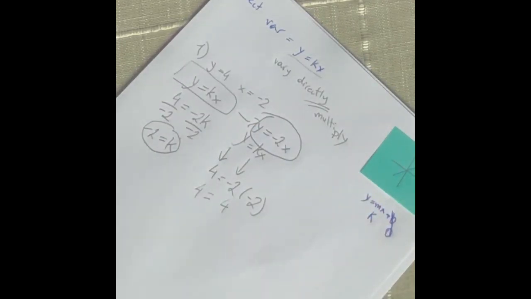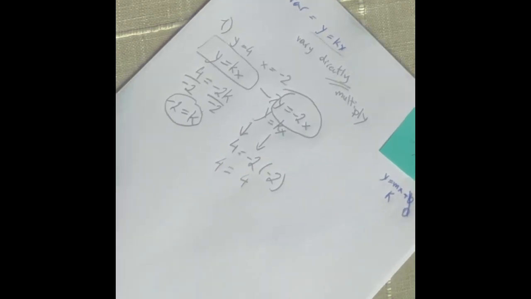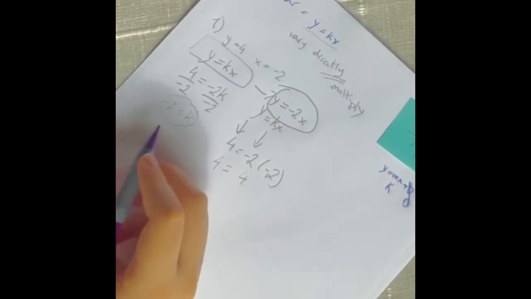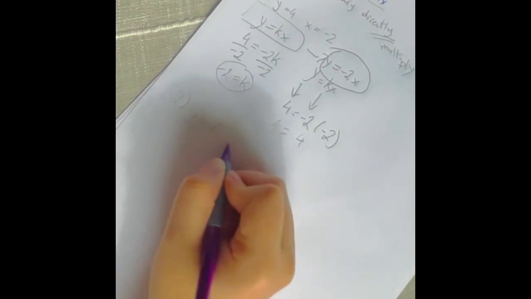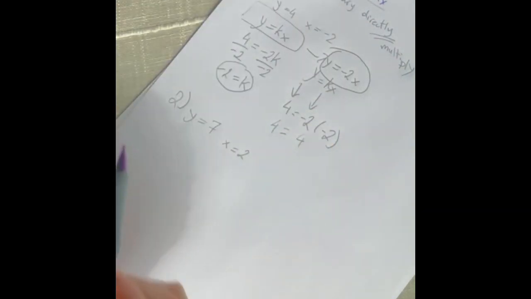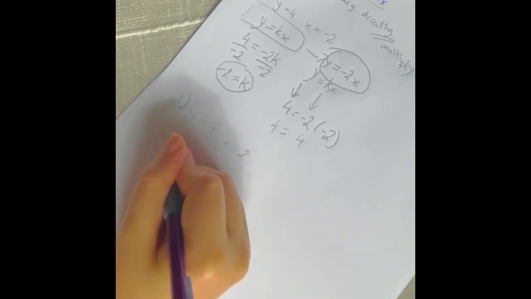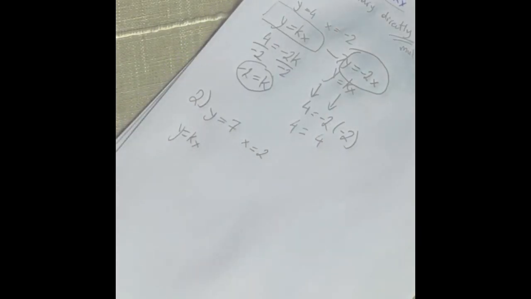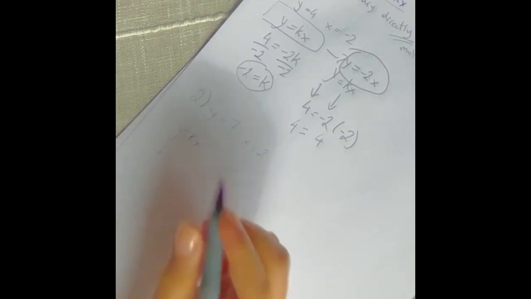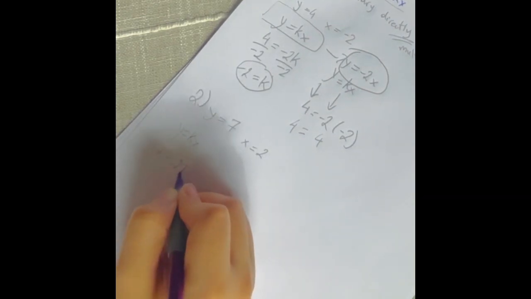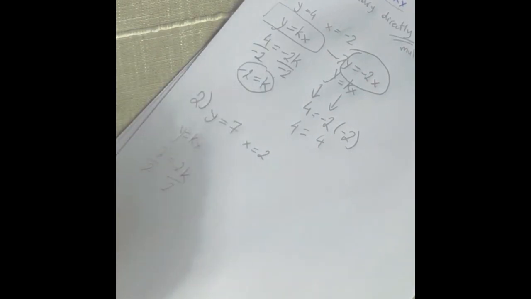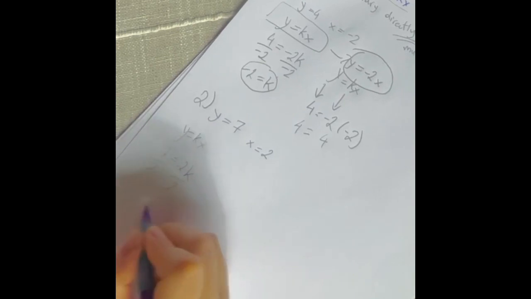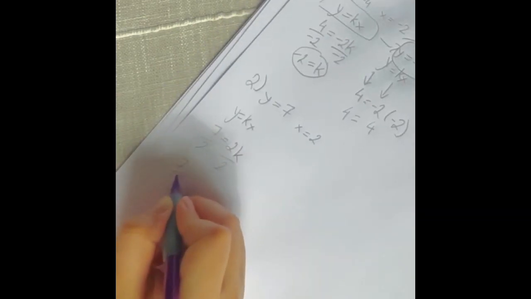Let's do another problem to let everything sink in. Y is 7, x is 2. Again, let's take this and put it into the workspace and do the same thing we just did. So y is 7, x is 2, and k is just k. Divide it. And because we can't go any further than this, we would just put 7/2 as k.